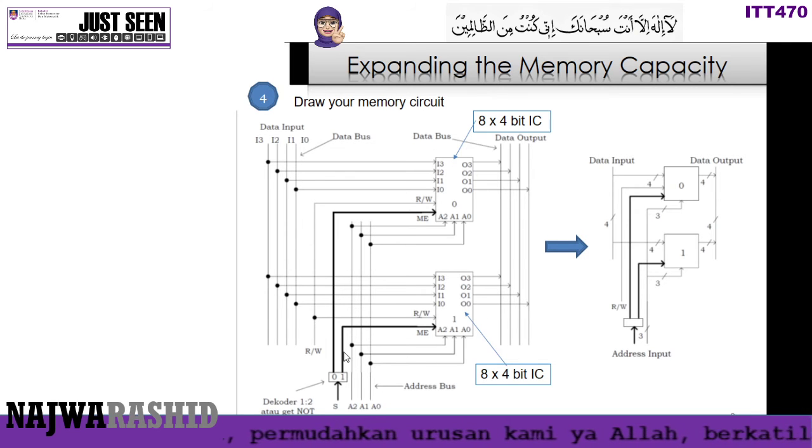This memory circuit can be simplified using this diagram. Instead of drawing 4 lines of input and 3 lines of address line, now you can just put 1 line for data input, 1 line for data output, and 1 line for address line. Then you add a slash and the number of data inputs, slash number of data outputs, slash number of address lines. So this is how you simplify your memory circuit or your diagram.